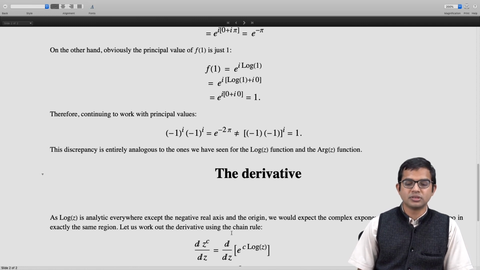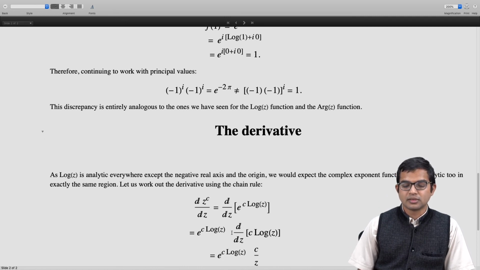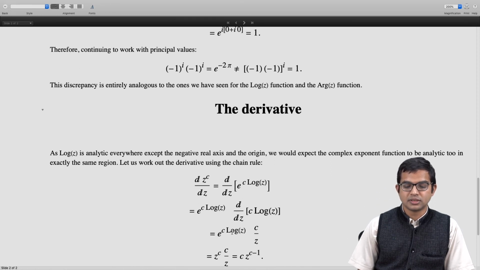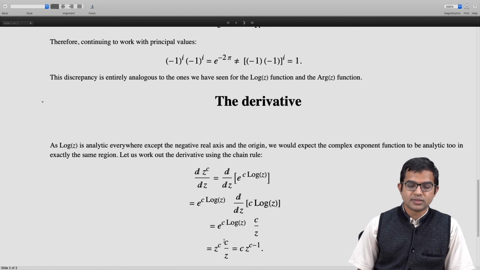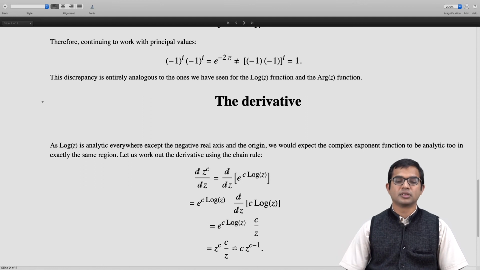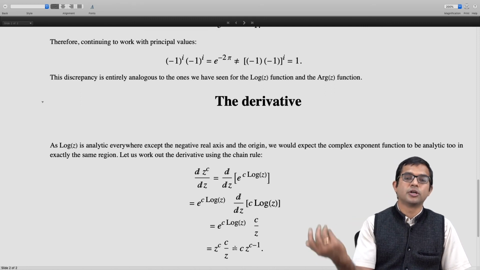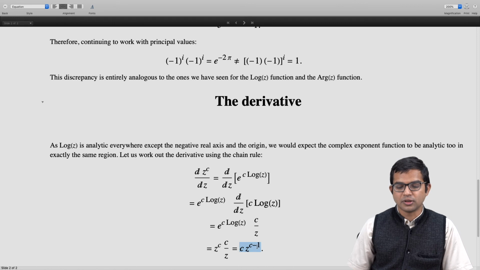So d/dz of z^c is the same as d/dz of e^(c log z), and so you're going to get e^(c log z) times c/z, which is immediately seen to be just z^c times c/z, or just c times z^(c-1). This is the familiar expression we have for a real variable to some exponent. It gives you the exponent times the variable to the power exponent minus 1. Except now both c and z are complex numbers.